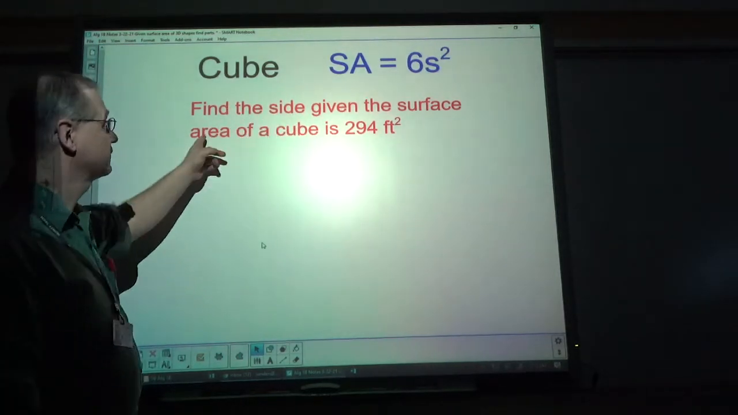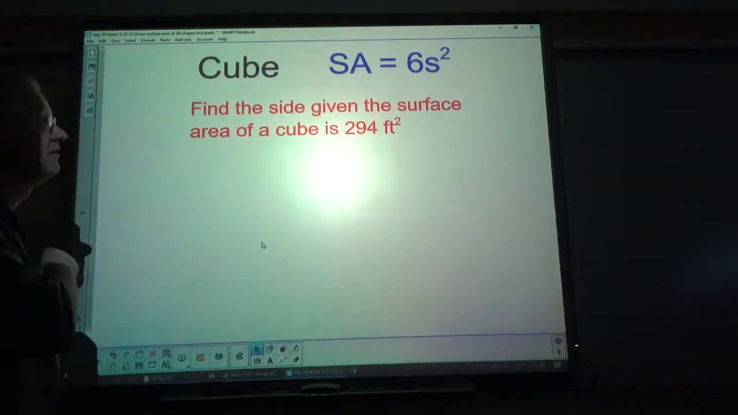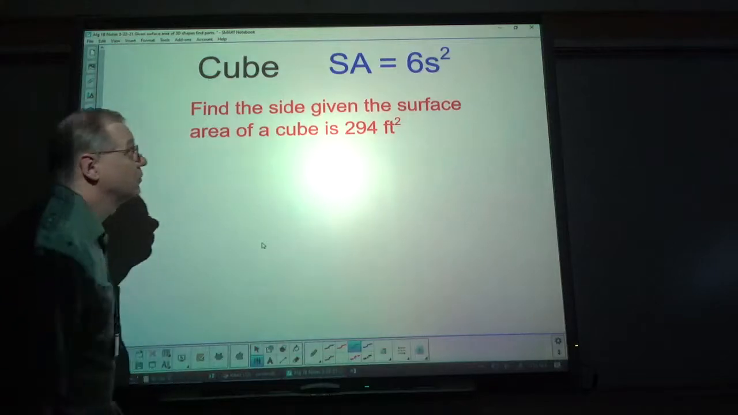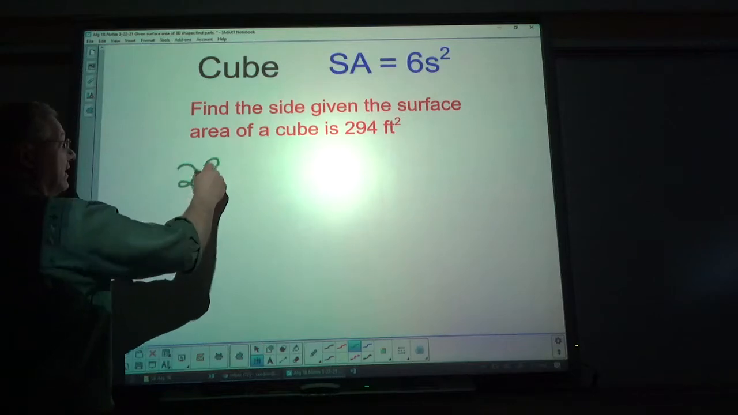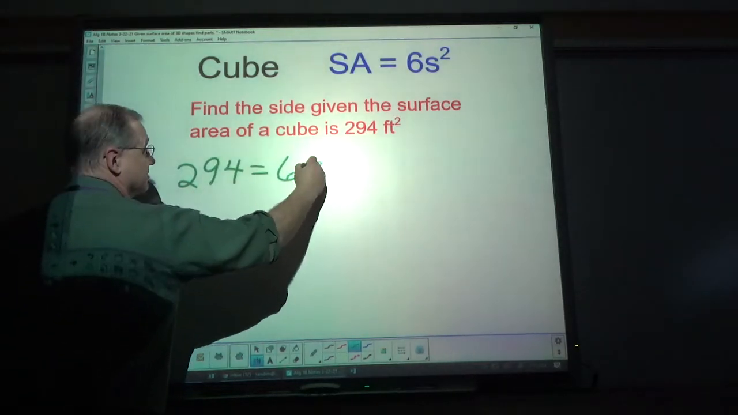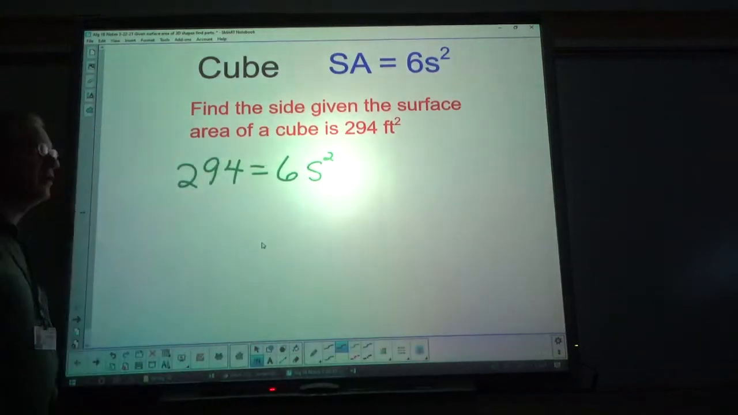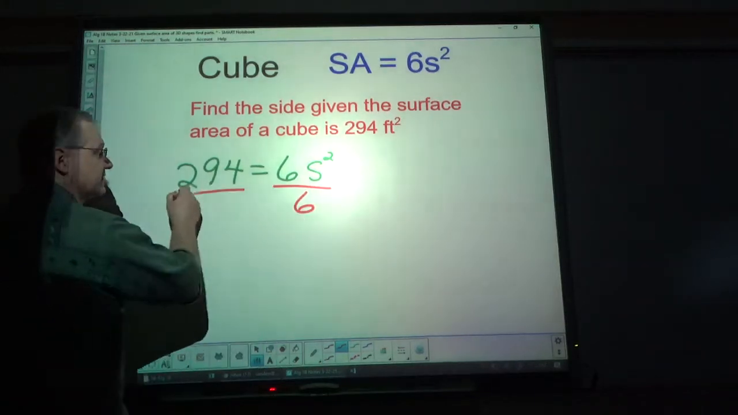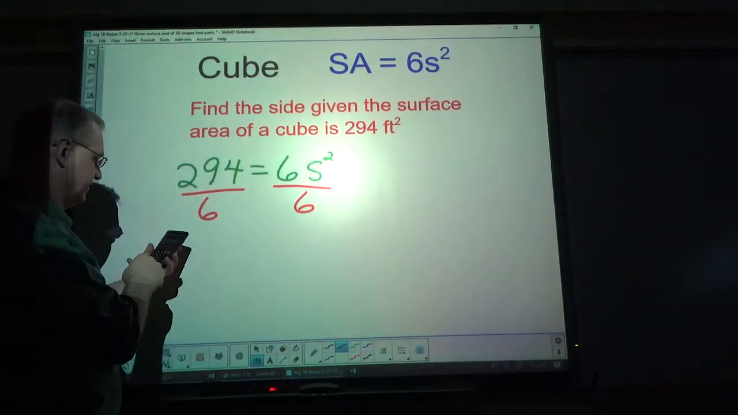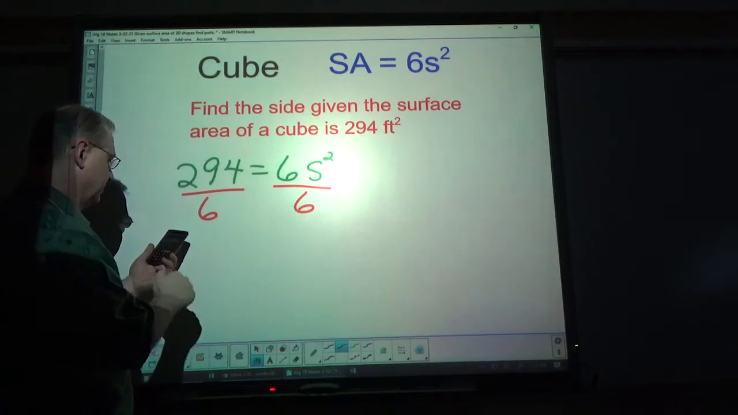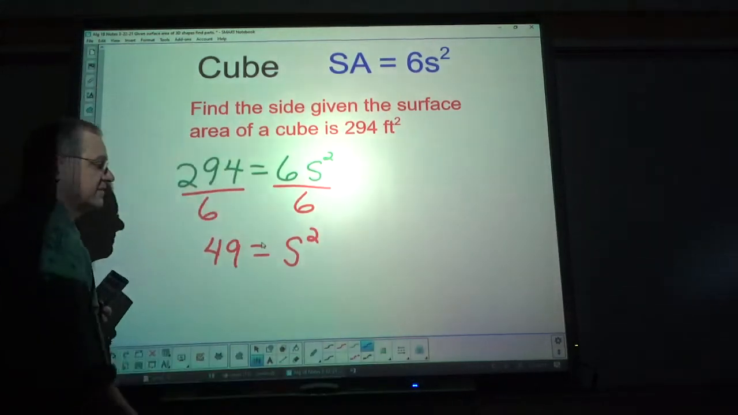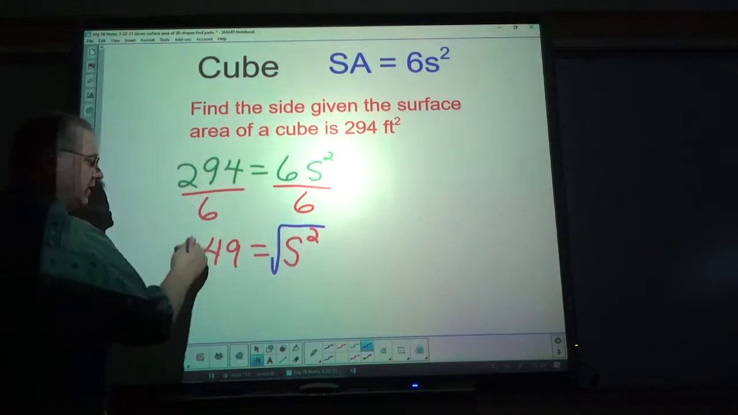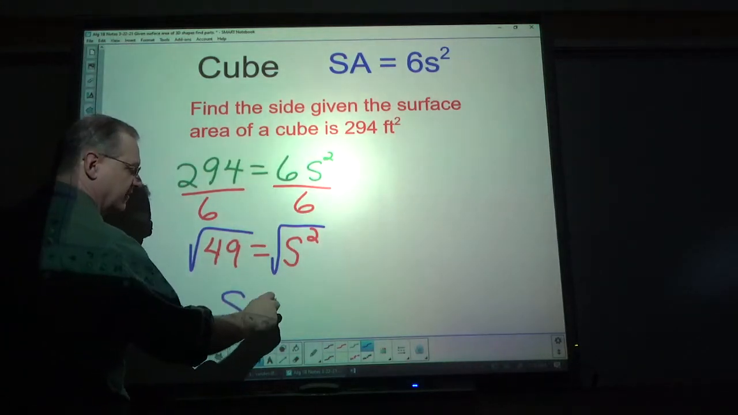find the side given the surface area of a cube is 294 feet squared. In a cube the surface area is 6s squared, so 294 equals 6s squared. To solve for s, I have to get the s squared by itself. I divide by 6. That's 294 divided by 6, which is 49 equals s squared. The last step to get rid of the square is to square root both sides. S is going to equal 7.